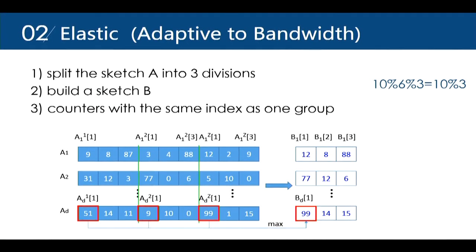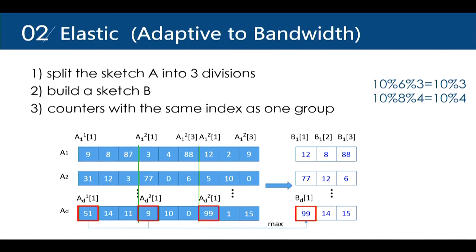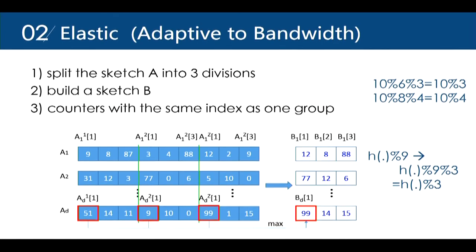And then how the hash functions change. We give two simple examples. 10 modulo 6, then modulo 3 is equal to 10 modulo 3. Another example, 10 modulo 8, then modulo 4 is equal to 10 modulo 4. Therefore, the hash function is changed from H modulo 9 to H modulo 9, then modulo 3. It is equal to H modulo 3.